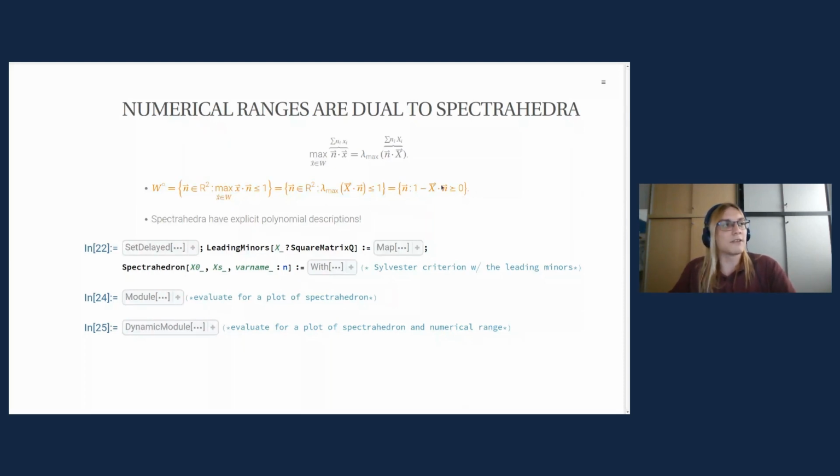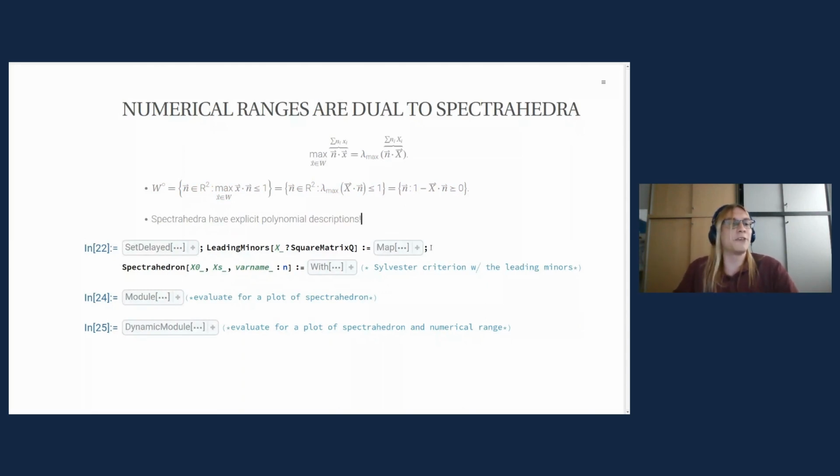So this is a matrix for which all of the expectation values are larger than 0, essentially. And this is a thing called a spectrahedron in the field of convex algebraic analysis. And the thing about spectrahedra is that they have explicit polynomial descriptions, because the boundary is exactly the set of points for which this positive semi-definiteness criterion barely fails.